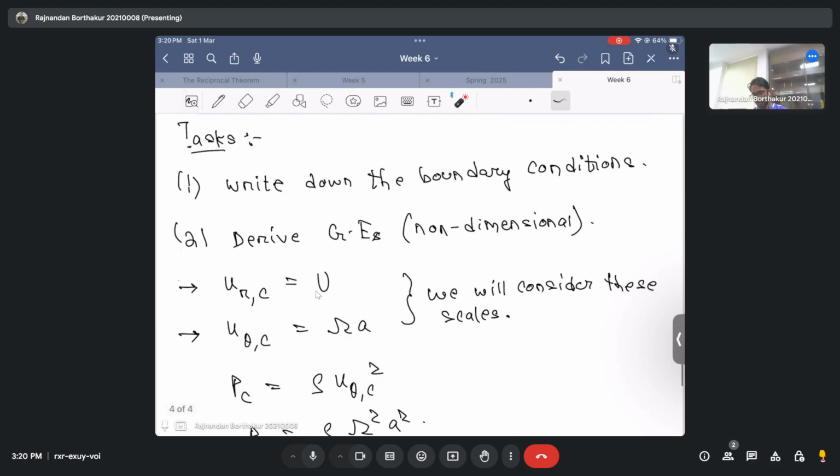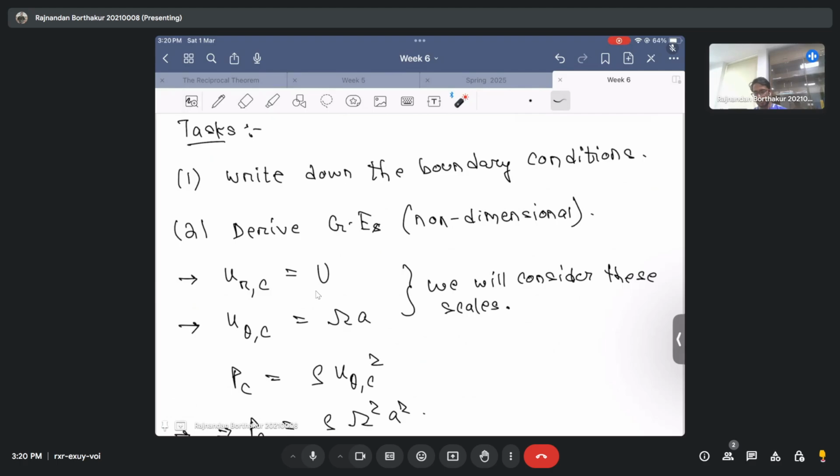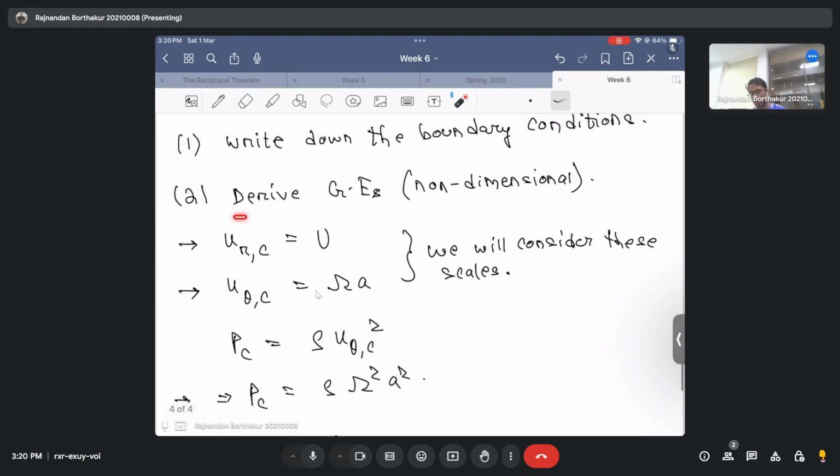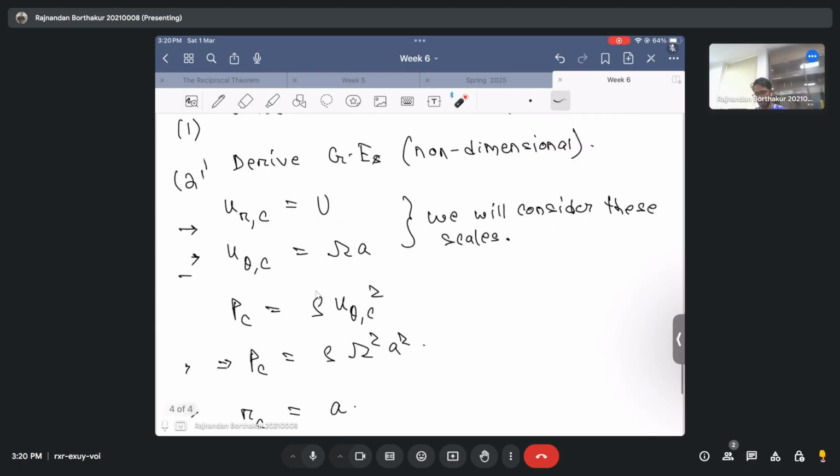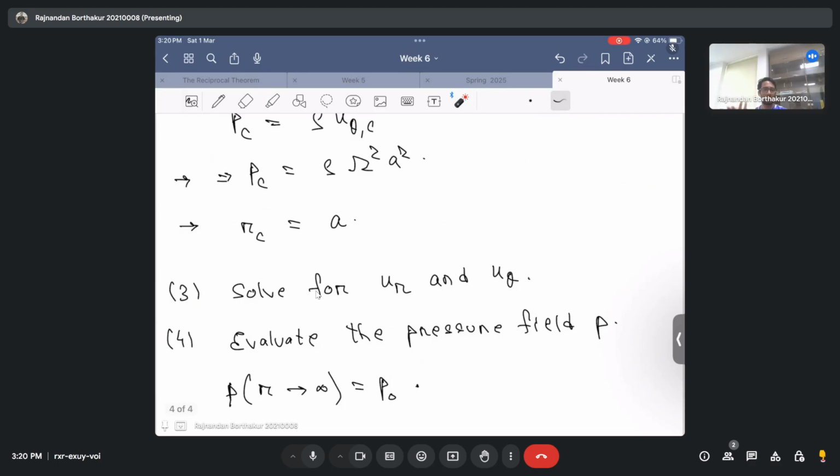So these are the scales that they have given to us, and using these scales, we need to derive the non-dimensional governing equations, and that is something that we'll do. And once we derive the non-dimensional governing equations and the non-dimensional boundary conditions, the next trivial task is to solve for the flow fields, which is just ur and u theta. Of course, they are going to be just a function of time.